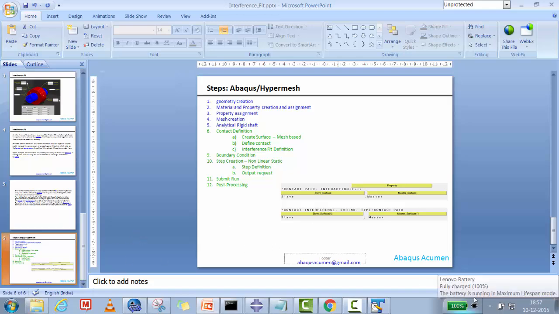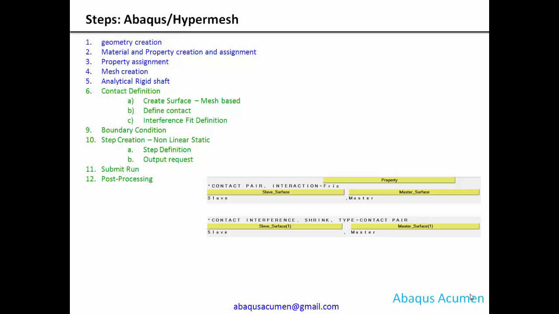So guys, I guess this will be useful for you. So go ahead and start exploring contact interference fit in the Abaqus Standard implicit solver.